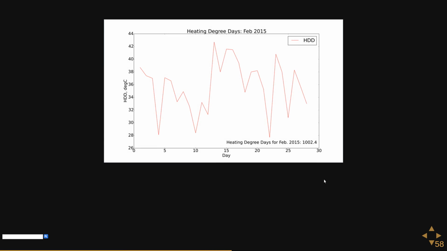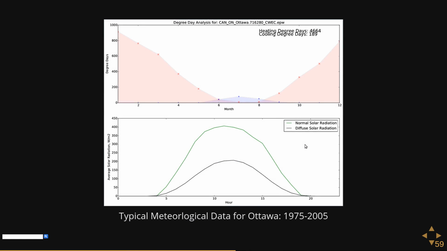And this is what the whole month looked like. So the warmest day was approximately 27 heating degree days. The coldest day had a little over 40 heating degree days. So if you were to sum over every single day within this month, you would find that February 2015 had over 1,000 heating degree days.